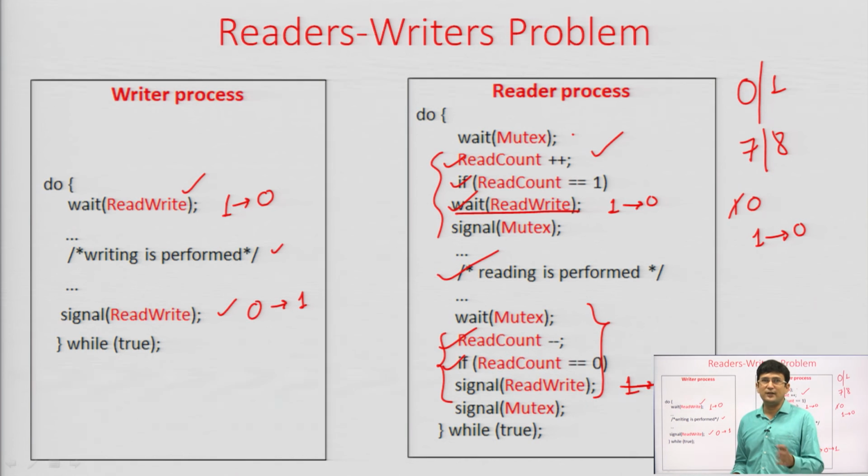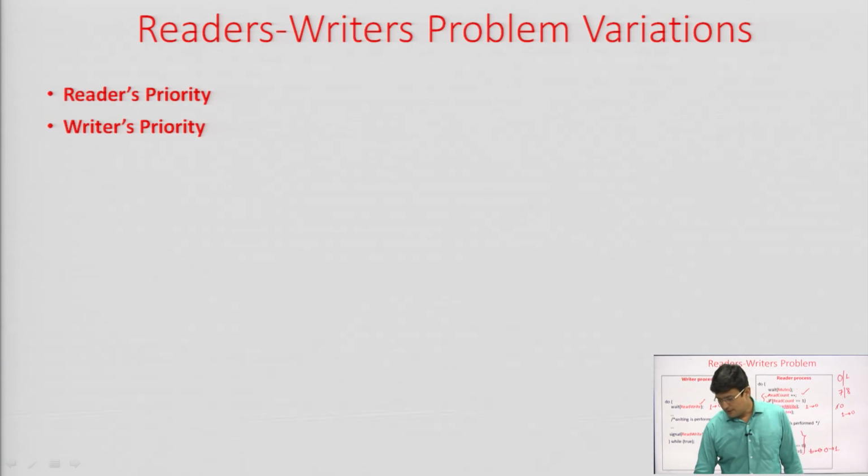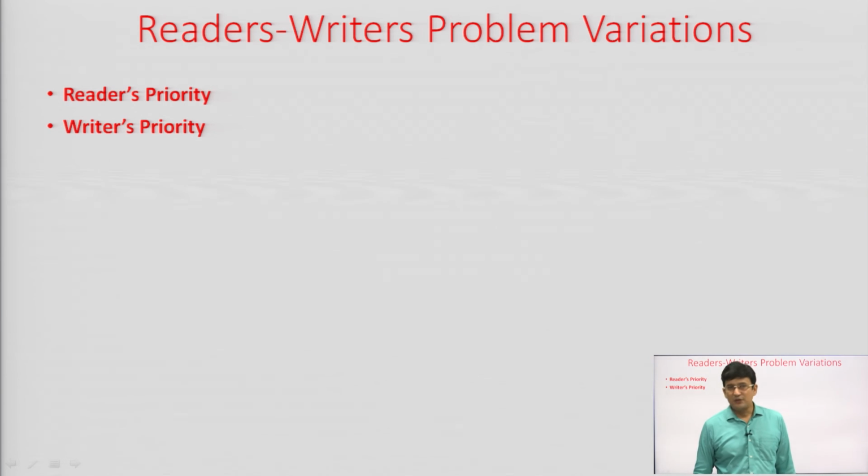So, we are restricting the reading operations when the writings are performed. When the readings have completed, the writings are allowed by setting the read write semaphore to 1. Now, let us discuss the variation of the reader's writer's problem.